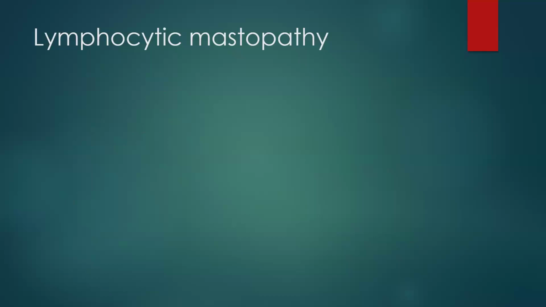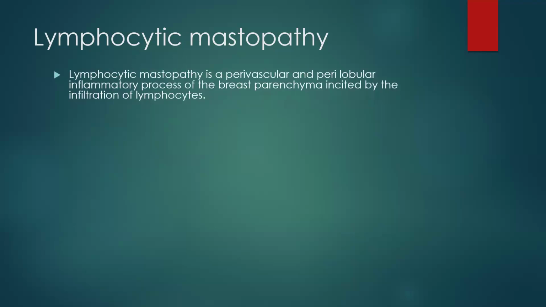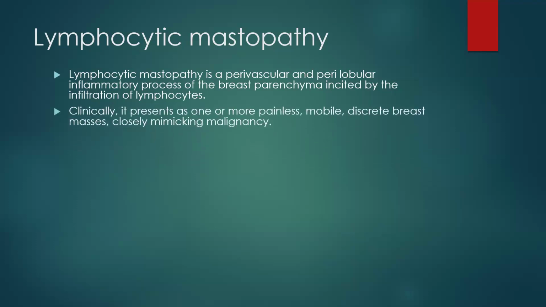We're going to talk now about lymphocytic mastopathy, or diabetic mastopathy. Lymphocytic mastopathy is a perivascular and perilobular inflammatory process of the breast parenchyma initiated by the infiltration of lymphocytes. Clinically, it presents as one or more painless, mobile, discrete breast masses closely mimicking malignancy. Multicentric and bilateral involvement is frequent in this case.